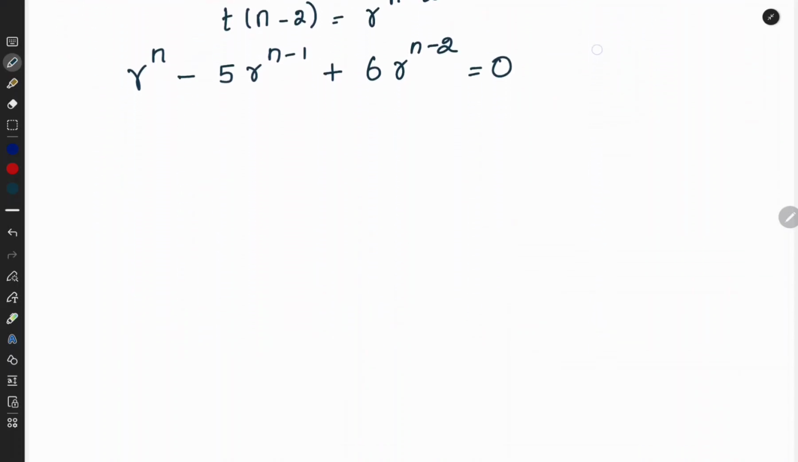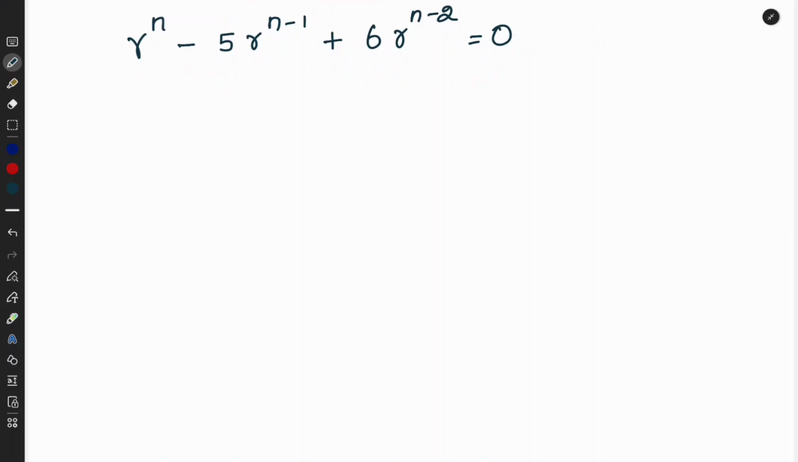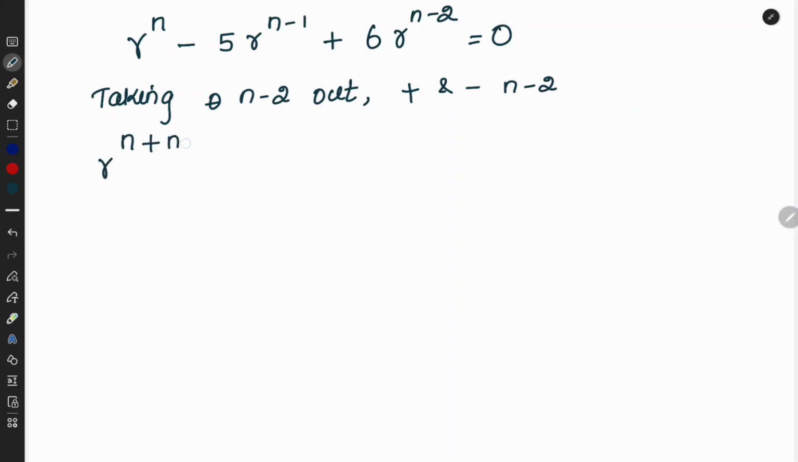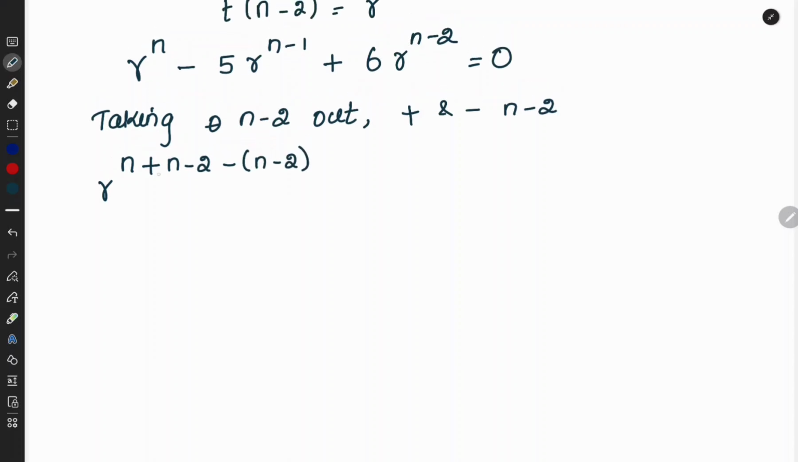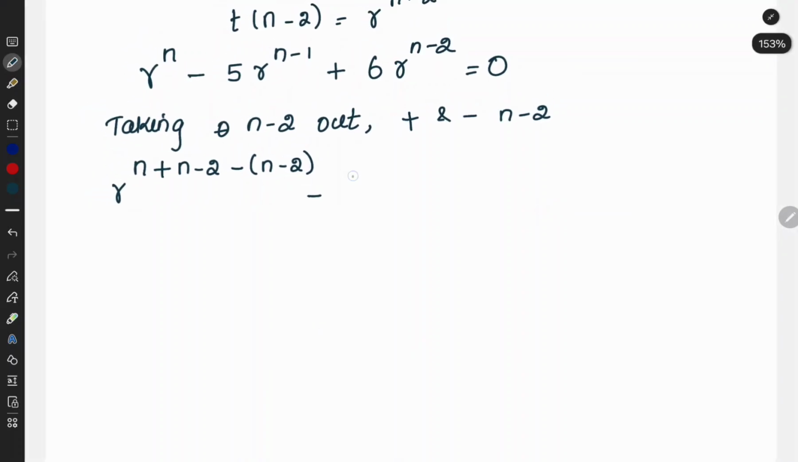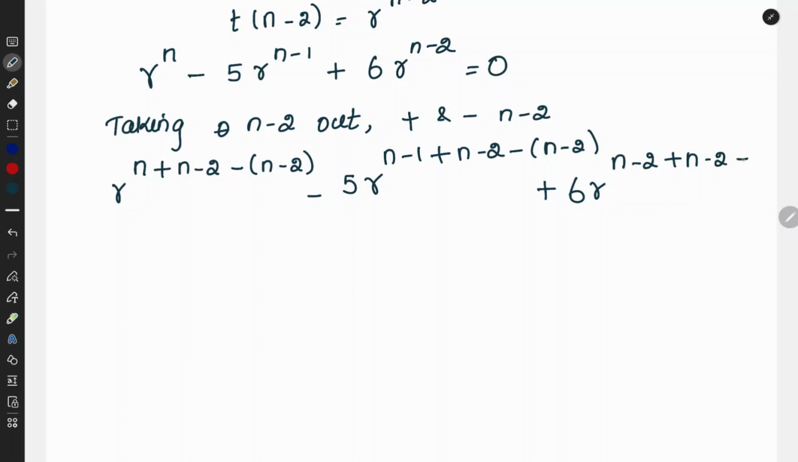Now the next step is we're going to take out n-2. So we are going to add and subtract n-2 in all the terms. First r^n, so we add n-2 and subtract n-2. Then minus 5r^(n-1), we add n-2 and subtract n-2, plus 6r^(n-2), we add n-2 and subtract n-2, is equal to 0. So this is the equation.